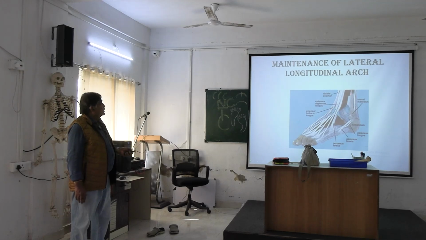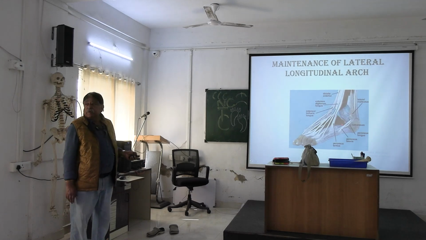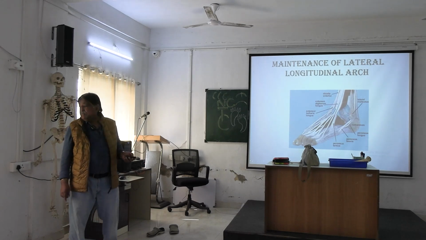Maintenance of the lateral longitudinal arch. These are the tibialis anterior, extensor digitorum longus, extensor hallucis longus. And see peroneus tertius, peroneus brevis, and this is the lateral malleolus, the lower end of the fibula.